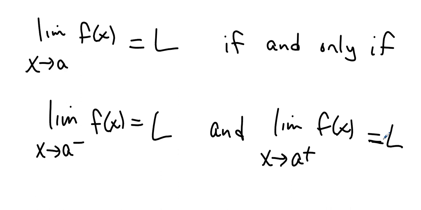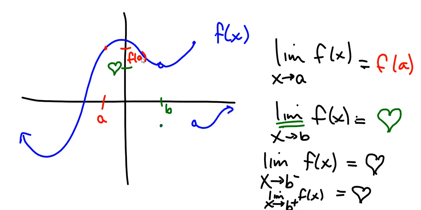And that sort of makes sense because if we were coming from the left and we were coming from the right, and we weren't getting the same number both ways, we couldn't talk about what's happening at x equals a. We could only talk about what's happening from one side or the other.